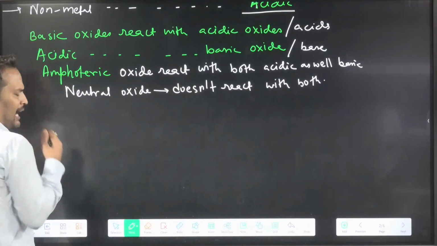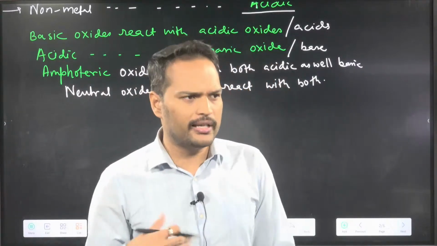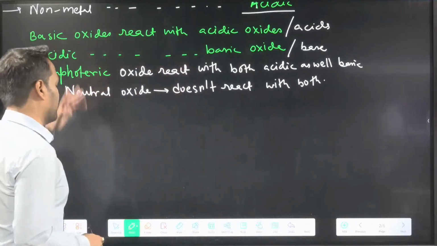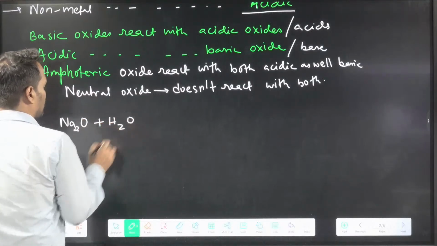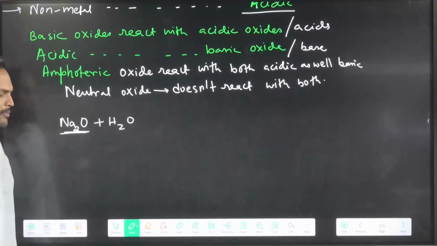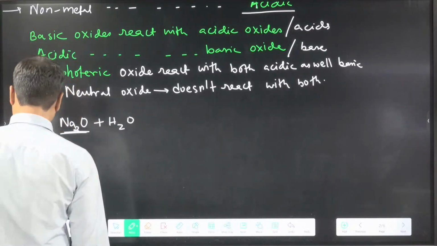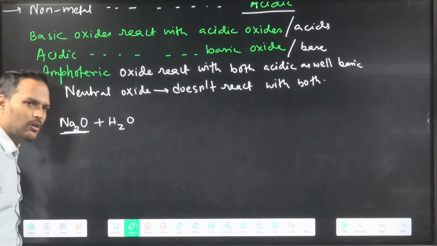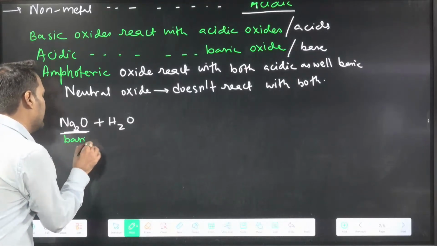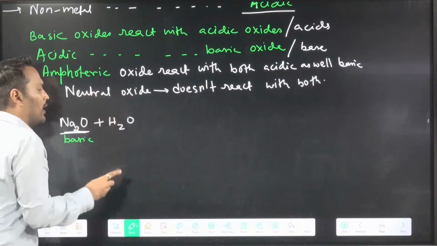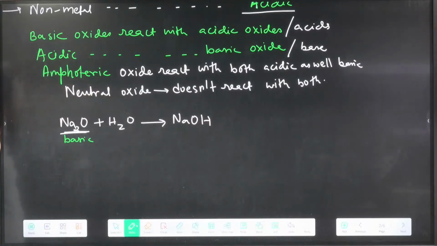One more point is there. How will you come to know that this is an acidic oxide, and this is a basic oxide? One is this reaction. The other point is: if you put any oxide in water, you can tell whether it is acidic or basic. Sodium oxide, Na2O, is acidic or basic? It is a basic oxide. So when you put it in water, you will get base.